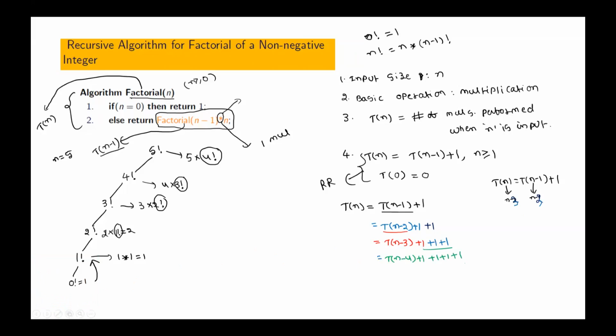But what is the use of substituting like this? Even if I substitute 100 times, what is that we get after 100 times? T of n minus 100 plus 100. Because 100 ones, no? Here 4 means 4 ones we have, 3 means 3 ones, 2 means 2 ones, 1 means 1. There is a pattern, nice pattern. So plus 1 plus 1 plus 1 like this 100 times.